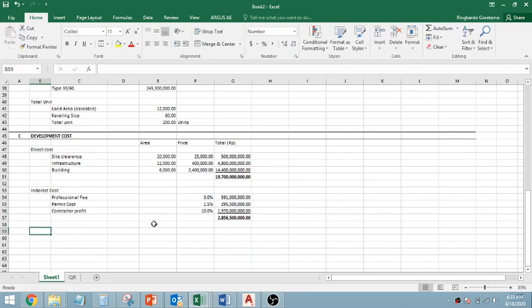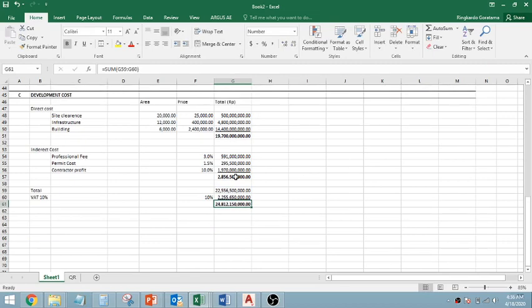So the total cost before VAT is this, but we need to add the VAT 10%, right? And we multiply, and this is the total, 24 billion.